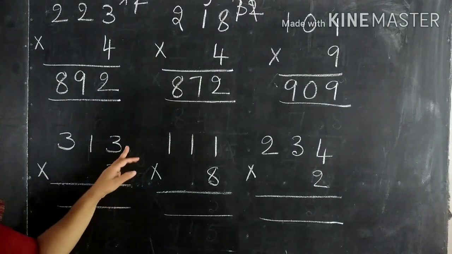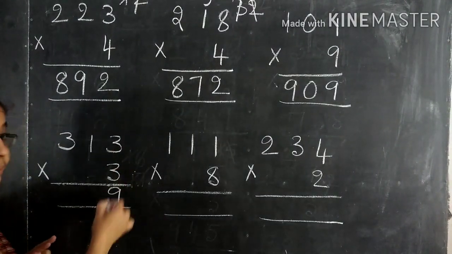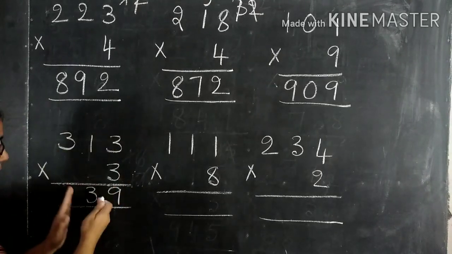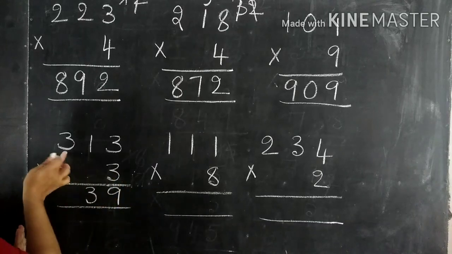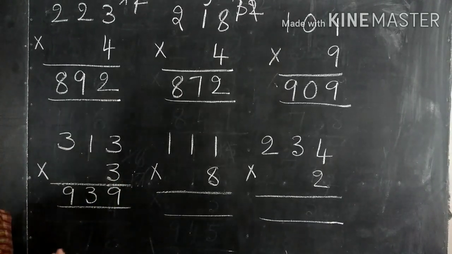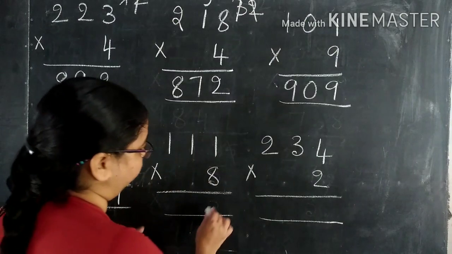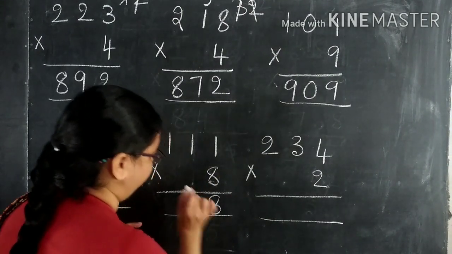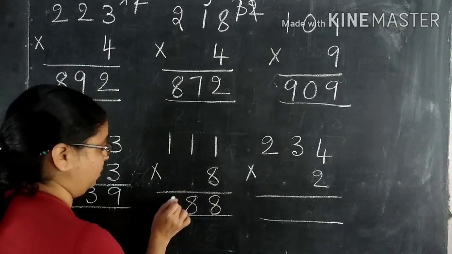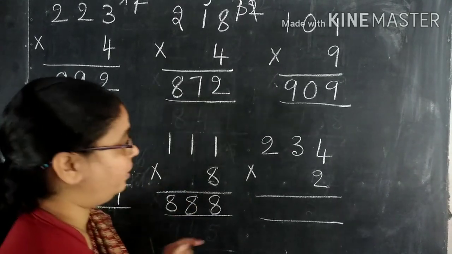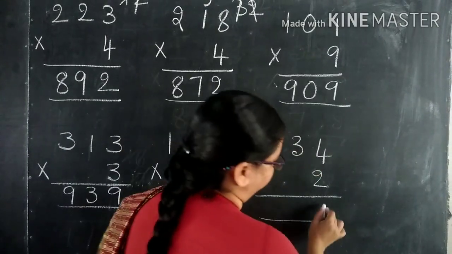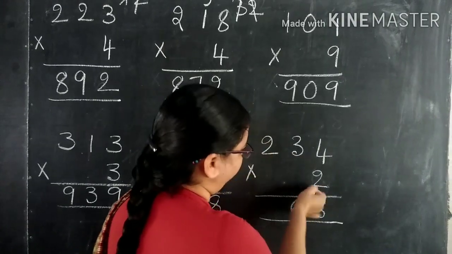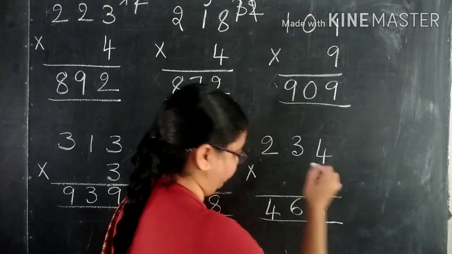Next. 3 3s are 9. 3 1s are 3. Exactly under those places only I am writing if you observe. 3 3s are 9. 8 1s are 8. Okay? Now 2 4s 8. 2 3s are 6. 2 2s are 4.